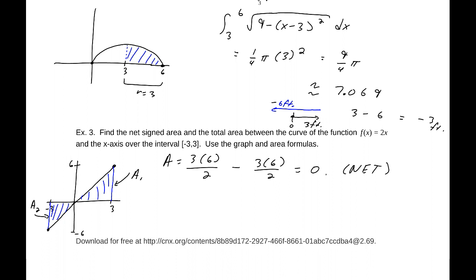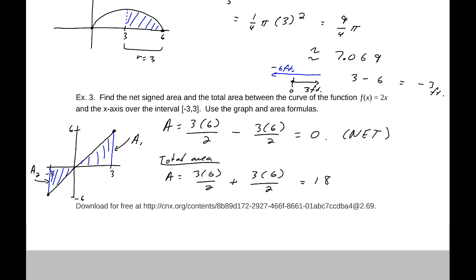All right, so my total area is the next thing. The total area is going to be 3 times 6 over 2 plus 3 times 6 over 2, which will be 18. So my total area is 18, but my net is 0 because those two actually have the same area.